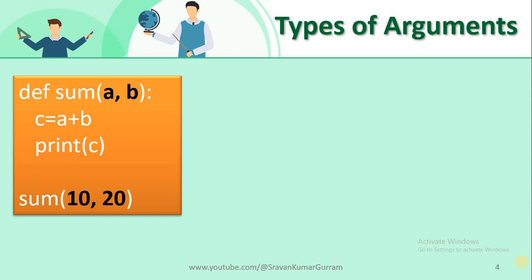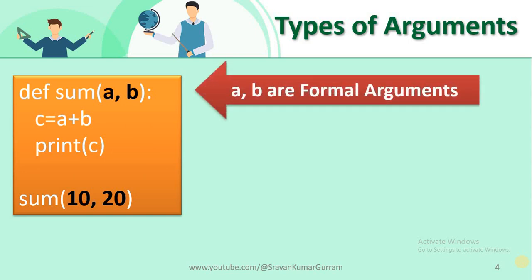Before starting the types of arguments concept, we must know 2 words: what is a formal argument and what is an actual argument. Observe this code. This is the function definition part. This is the function calling statement. Generally, these are also called parameters. Sometimes we use the word formal arguments for these parameters. These are the placeholders which are used to take the input for the functions, but interchangeably we may use the word formal arguments also for these parameters.